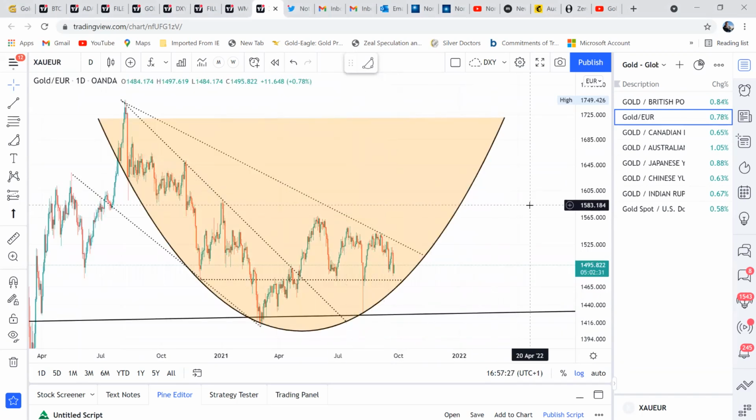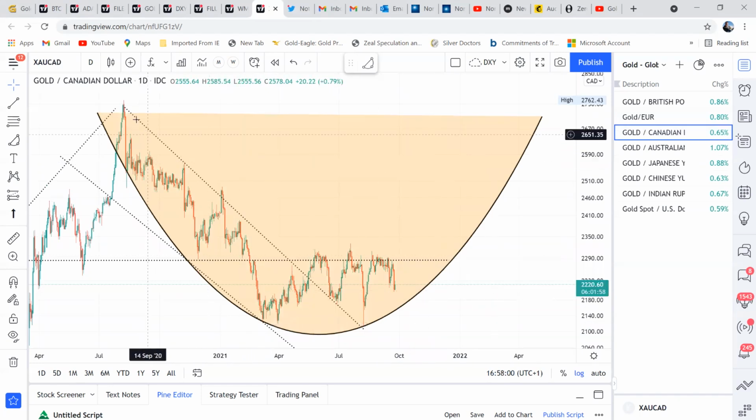Gold in euros, what have we got here? Well, we've got another arc, and we've got touch points on the arc on the left-hand side, again here, down to the left of the center point here, and a more recent spike here. So it would be good to see this touch the edge of the arc somewhere in this area here, around about 1470, 1480 euros, and then a breakout to the upside would confirm that this is playing out and that we're going to achieve the arc target perhaps in February or early March of next year.